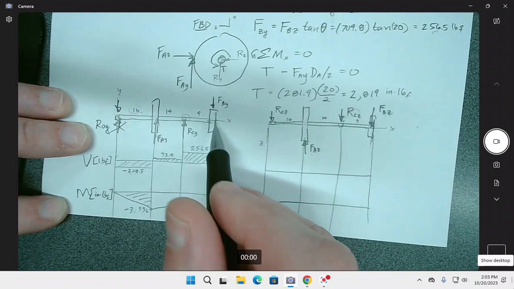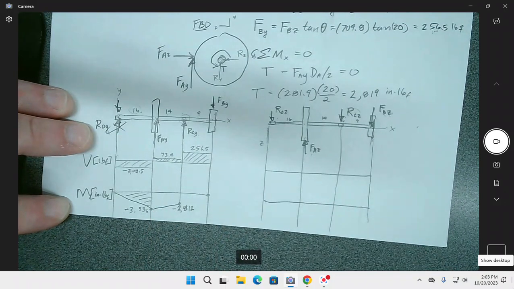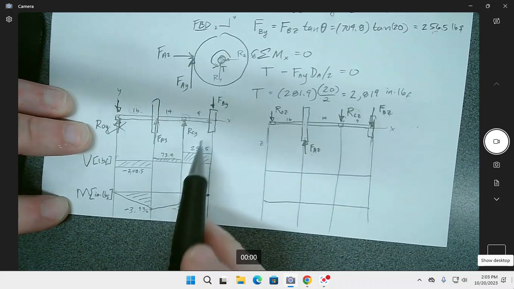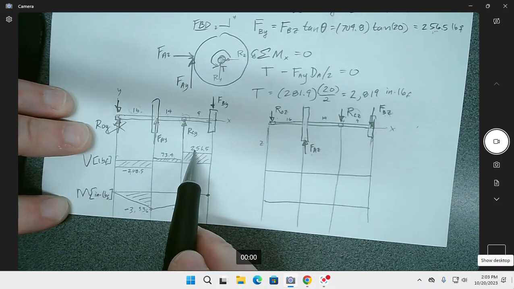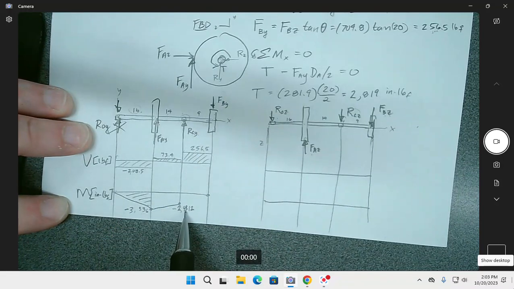Now, this one goes to 0. It has to be 0 right here at the end, because at the end of the gear, there's nothing that's going to make a moment. But let's check it. That means 256.5 times 9 should equal this. And it does. No, it doesn't. I messed up somewhere.